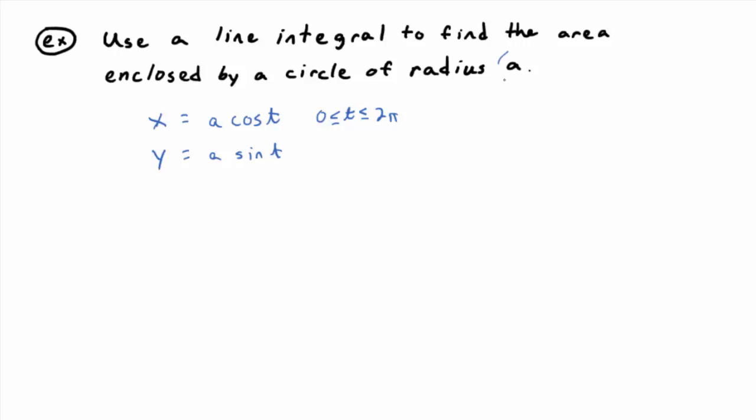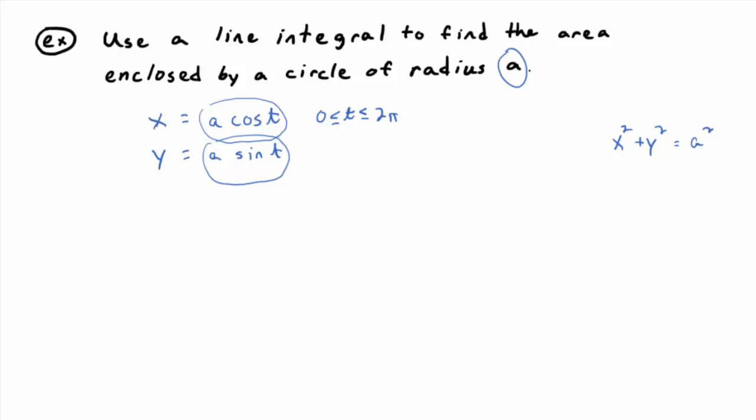How do I know this works? Well, what's the equation of a circle of radius a? x squared plus y squared equals a squared. If I plug in a cosine t for x and a sine t for y, I'll get a true statement, because if you factor out the a squared, inside the parentheses you'll have cosine squared t plus sine squared t, which equals 1. And so you'll end up with a squared equals a squared if you plug those in.